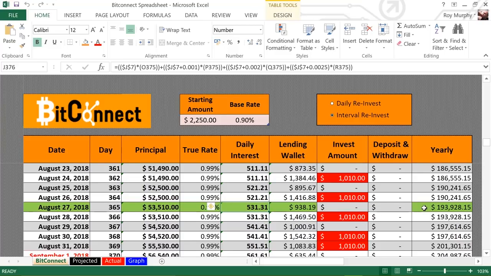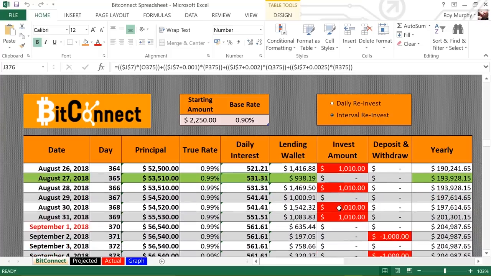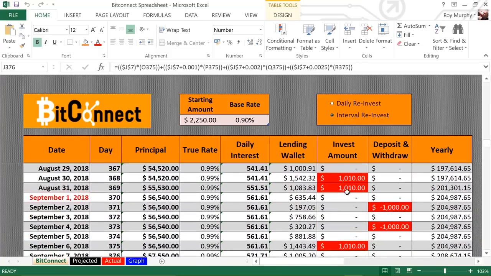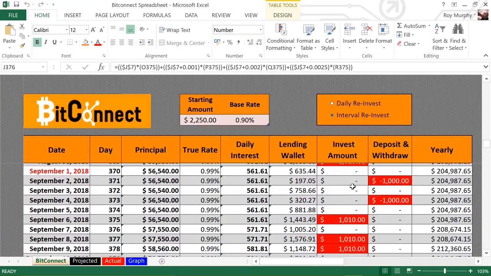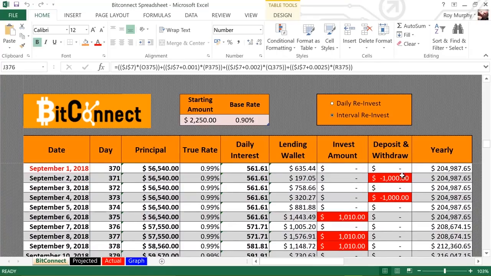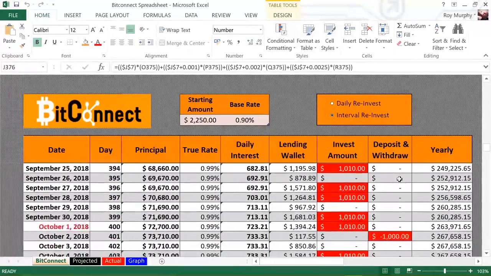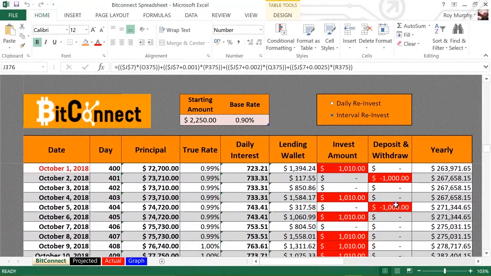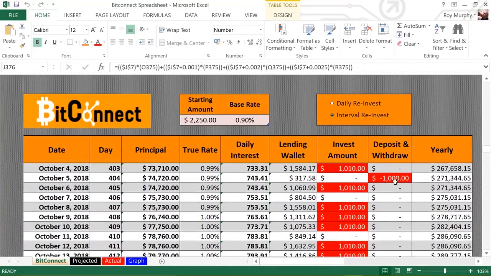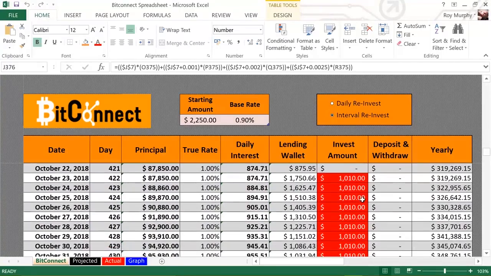£150,000 or $193,000. But it gets really interesting after the first year because look, I'm reinvesting nearly every other day. 1,010, 1,010. In September, this time next year, $1,000, $2,000. In October, in month 13, $1,000, $2,000. I'm now investing every single day $1,000, because my daily interest is approaching nearly $1,000 a day.